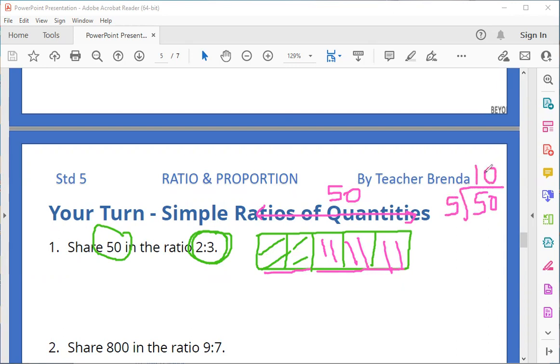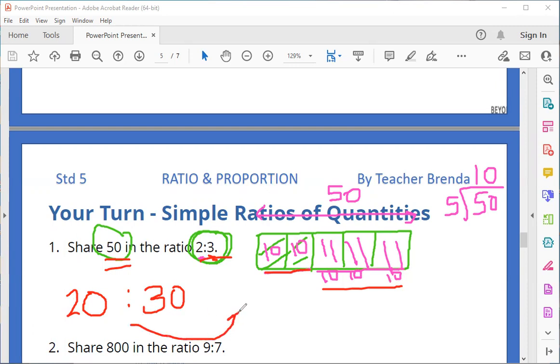Well, that's easy because the answer is 10. So there's going to be a 10 here, 10 here. In every section, in every part, there is going to be 10. So tell me, 2 parts is how much? It's 20. 2 parts, okay? 20. And 3 parts is how much? It's 30. So this is how you will divide 50 into a ratio of 2 to 3.